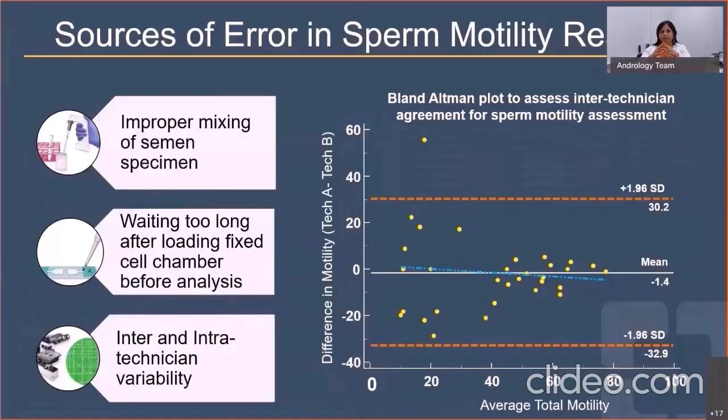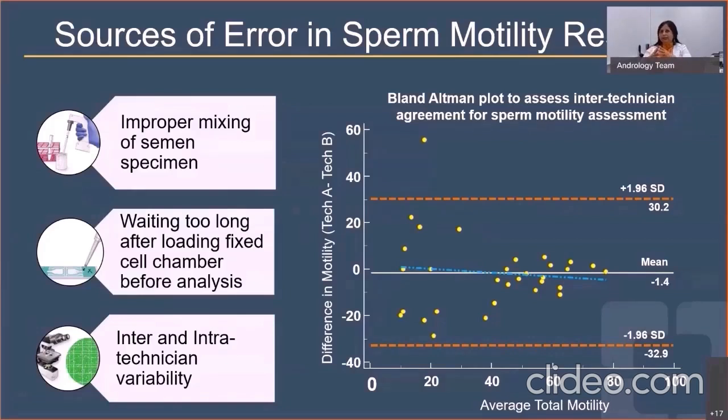Next. And some more sources of error, like improper mixing, or the last box, it's the most important, inter- or intra-technician variability. So how do we assess that the technician is performing well? By looking at inter-technician variability.